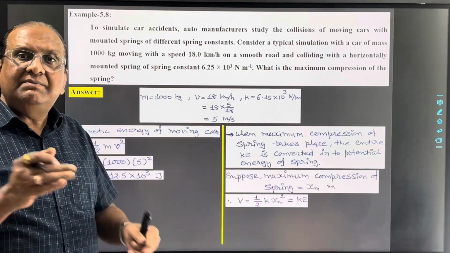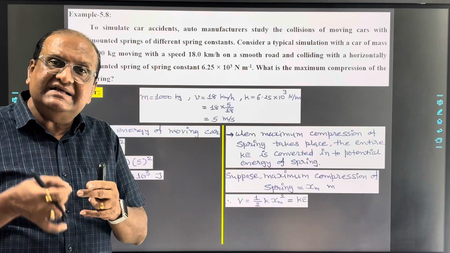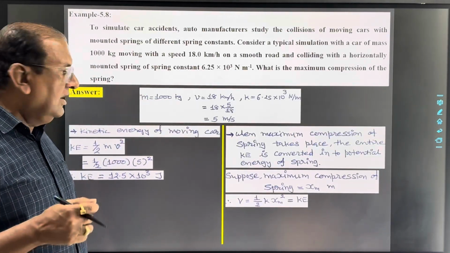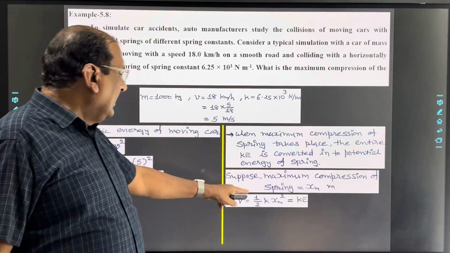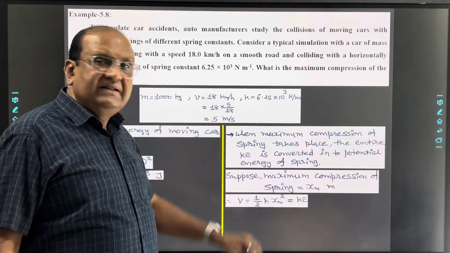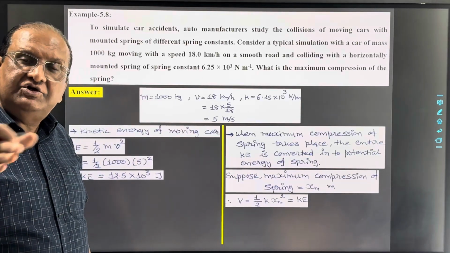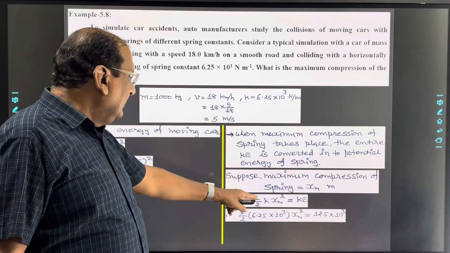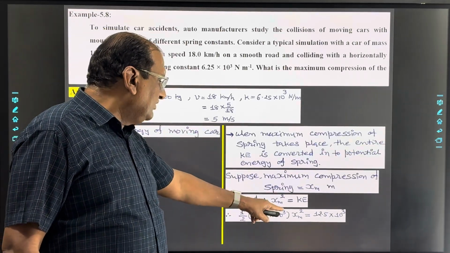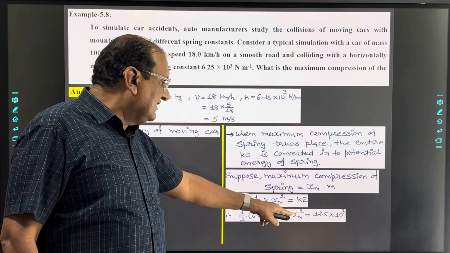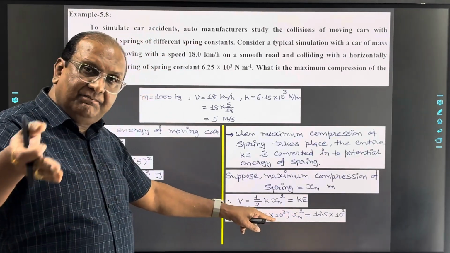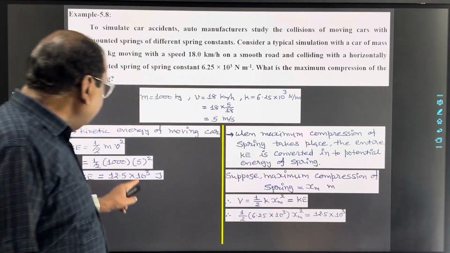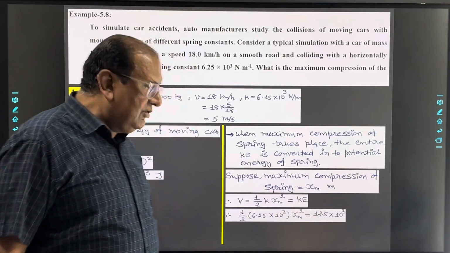Suppose maximum compression of the spring is xm. So potential energy of the spring will be half k xm square, and that will be equal to the kinetic energy of the moving car. Okay, so we can write half k, that is 6.25 into 10 raised to 3, xm square, that we want to find, the maximum compression of the spring. That is equal to kinetic energy 12.5 into 10 raised to 3, that we calculated.